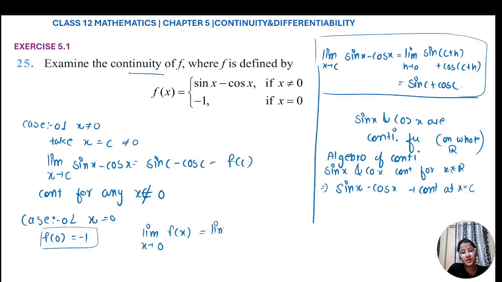So this limit will be the limit as x tends to 0 of sin x minus cos x, and we know that this is a continuous function, so the limit exists. Its limit is nothing but sin 0 minus cos 0, and we know that sin 0 is 0 and cos 0 is 1, so this will be -1. As you can see, the limit value and the function value are the same. So by this, f is continuous at x equal to 0 also.